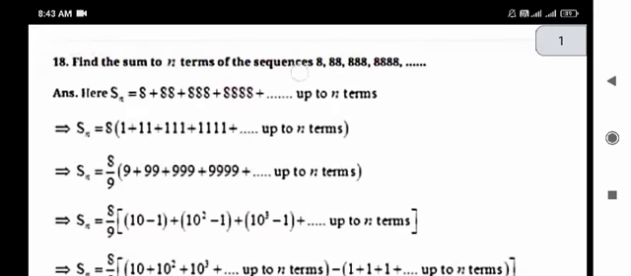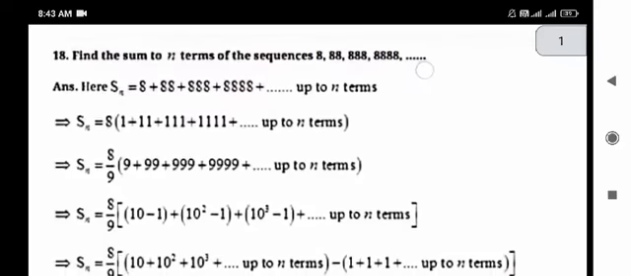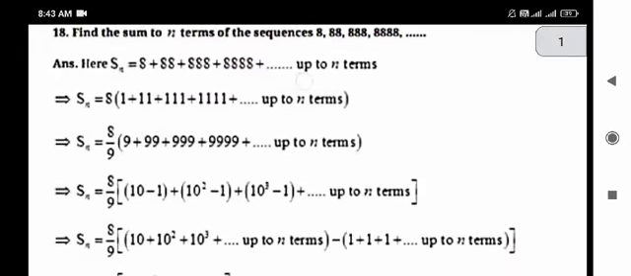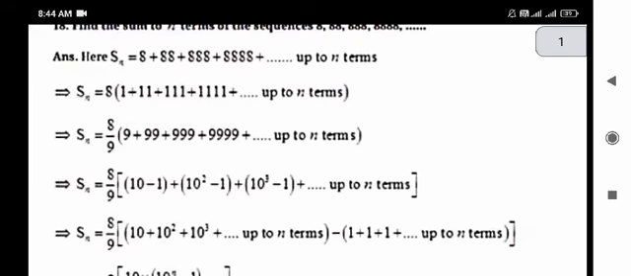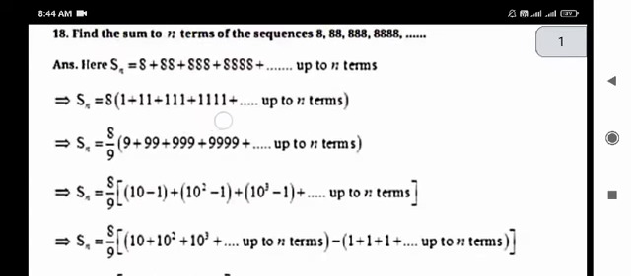Question number 18. Find the sum of n terms of the sequence 8, 88, 888, 8888. You have to find the value of the sum Sn. Now, what you have to do is simply take 8 as common. If we take 8 common from the given values, the remaining terms are 1, 11, 111, 1111.